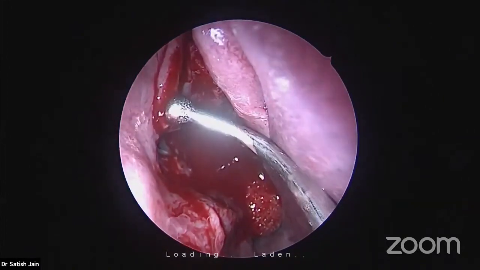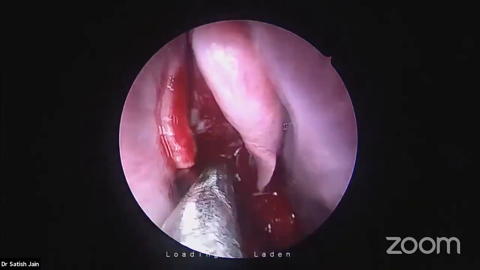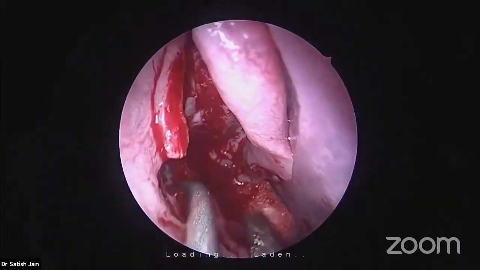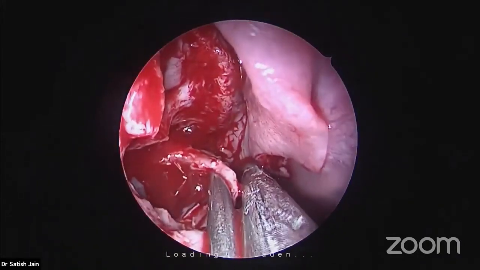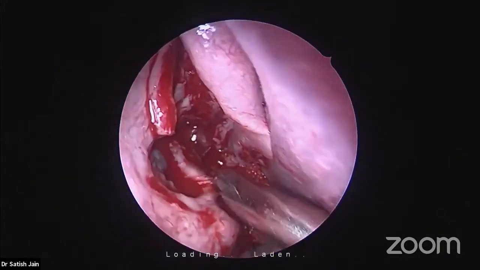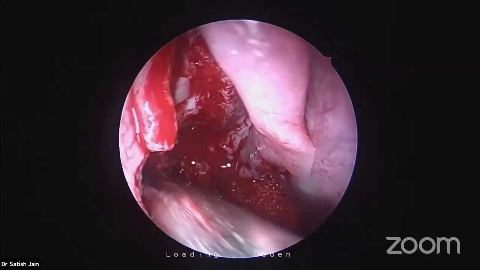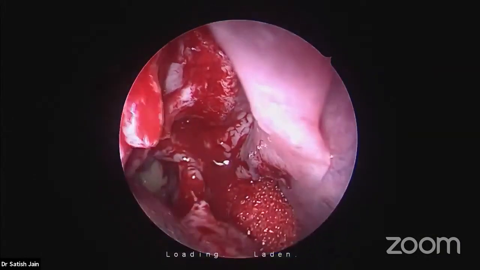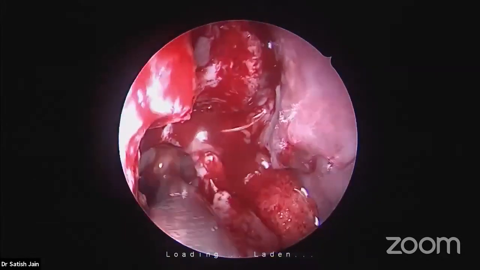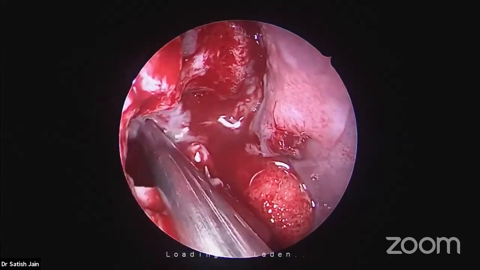Now, this is the uncinate upper part, this is the uncinate lower part. See this? Now I fracture the lower part of the uncinate to open up the maxillary sinus. This is middle meatal antrostomy. See all these polyps? See the maxillary sinus? Beautiful. This is the simplest way. I haven't removed the upper part of the uncinate yet.